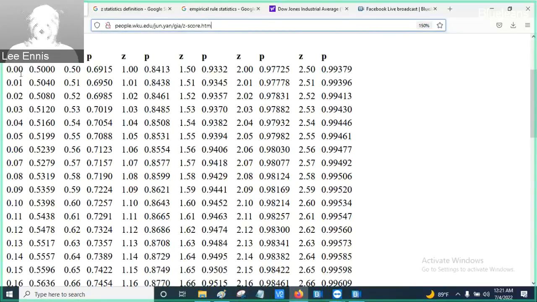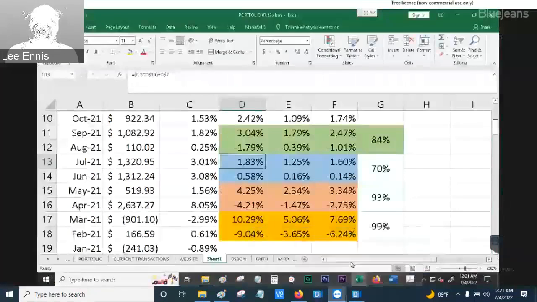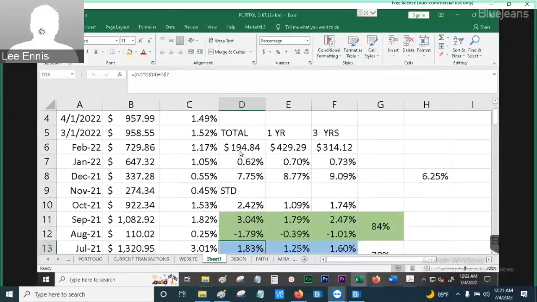What it says is at Z of 0, there's a 50% chance that the average will happen. So remember, the average return for the total history is $200 a month. That's the average. You can expect that. So next month, me predicting that I'm going to make $200 is a 50-50 shot. You can't really make any decisions on 50-50, and that's where statistics comes in.